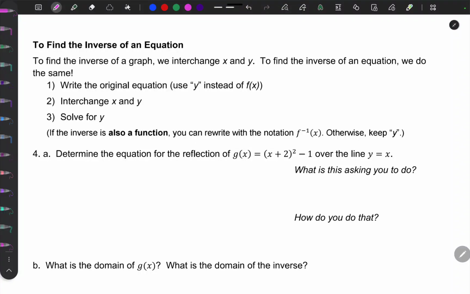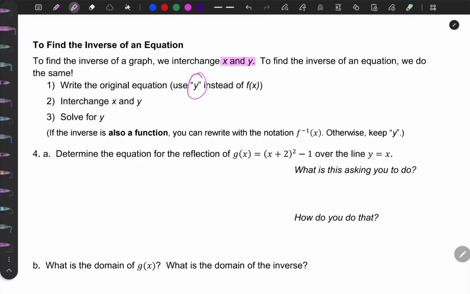To find the inverse of an equation, we're going to use the same technique that we use to find the inverse of a graph. When we find the inverse of a graph, we interchange x and y. To find the inverse of an equation, we do the exact same thing. So we write out our original equation, we use a y instead of f of x, and then we change the x and y, but we will rearrange the equation to solve for y.